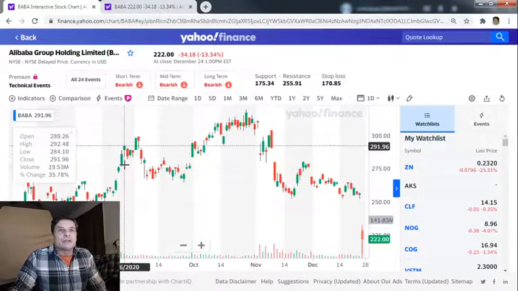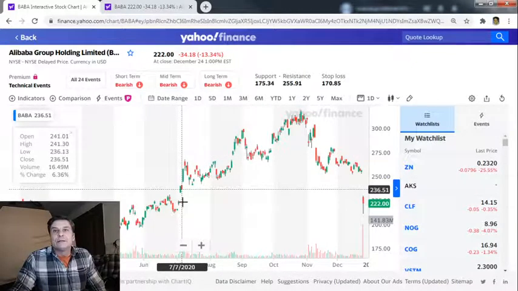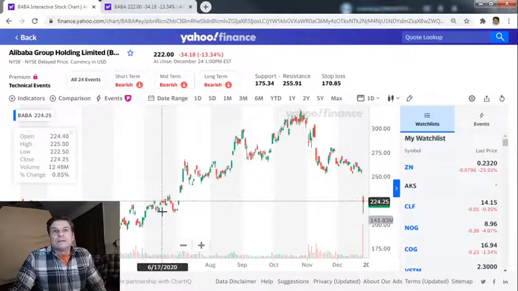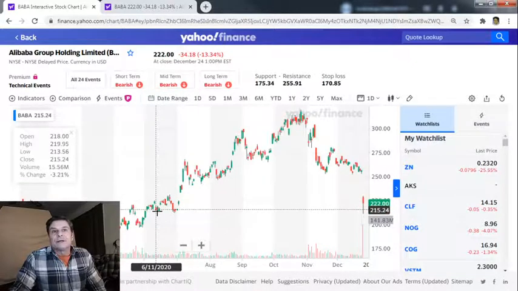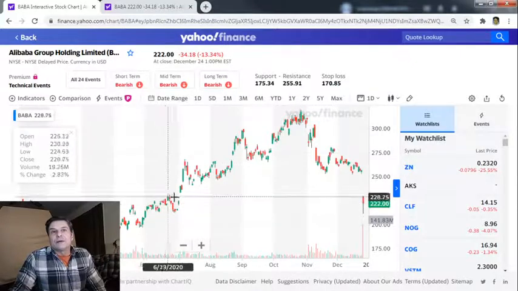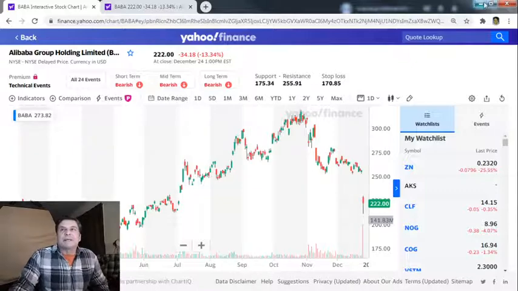I'm going to point these two gaps out. This gap here, these two gaps here. Right there is a gap, and right there is a gap. Right in here. I believe it's significant.